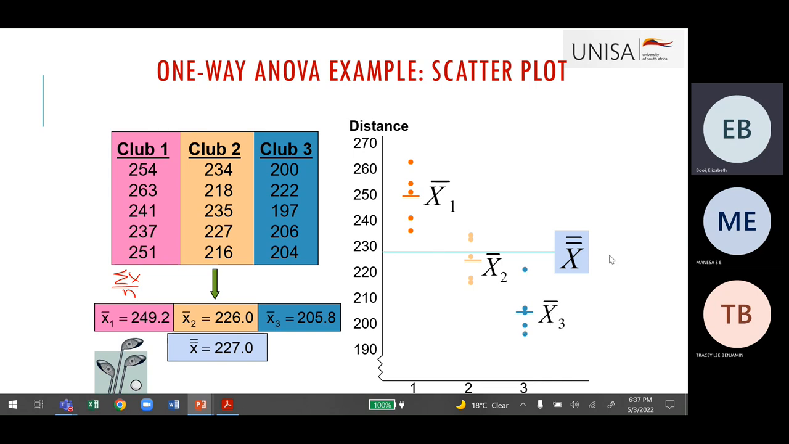I can also calculate the overall mean by taking the mean of club one, plus the mean of club two, plus the mean of club three, divided by three because there are three groups. So the sum, 249 plus 226 plus 205, divided by three gives me 227. I can see that for club one, all the values are above the overall mean, and for club two, only two points are above the group average. This is just for visualization purposes, nothing much that you need to know.